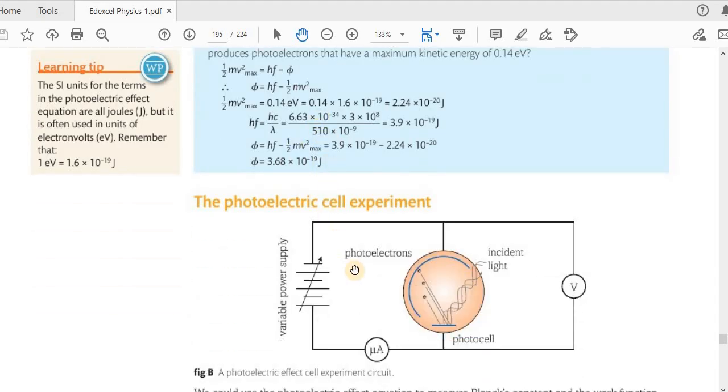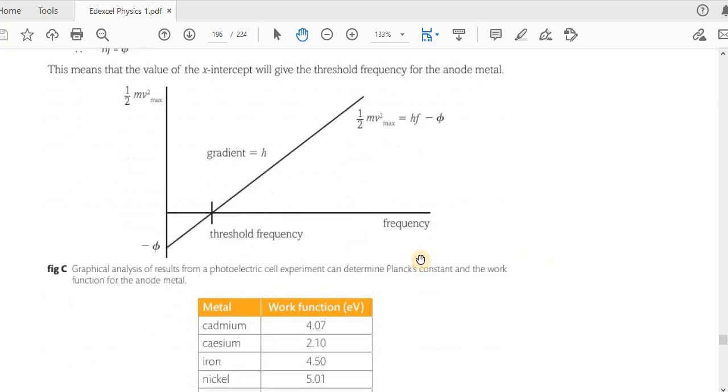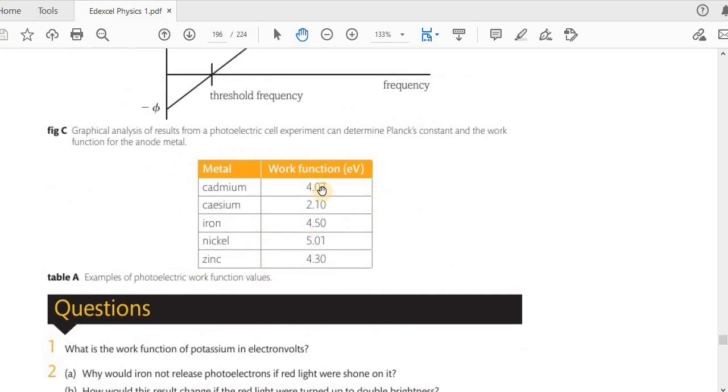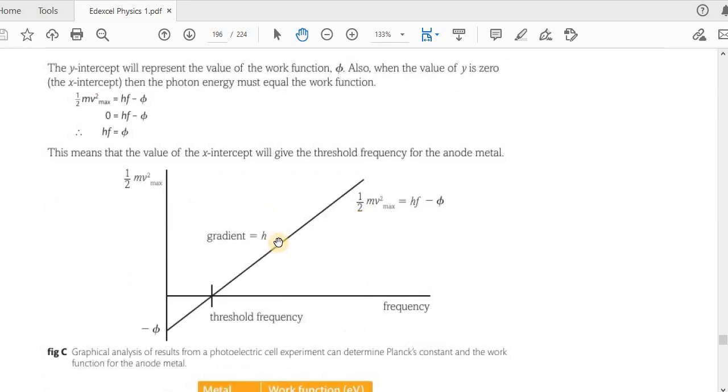Okay, the photoelectric cell experiment. Here we have something called stopping voltage. Again, this is also important. Then we have a graph. These work functions are constants for the metals. See, these are different examples of photoelectric work function values. Okay, now we will see the importance of this.